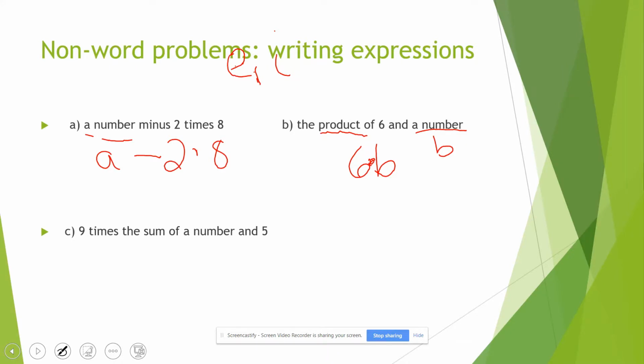And we don't want to use X for multiplication because now we're using X's for variables. Letter C, 9 times the sum of a number and 5. So this is telling us that we want our order of operations to do the sum first and then multiply by 9. In order to do that, we've got to have a set of parentheses. So we have the 9 on the outside for 9 times, and then the sum of a number. So this time I'll use C for a number. Sum means to add, and then 5.